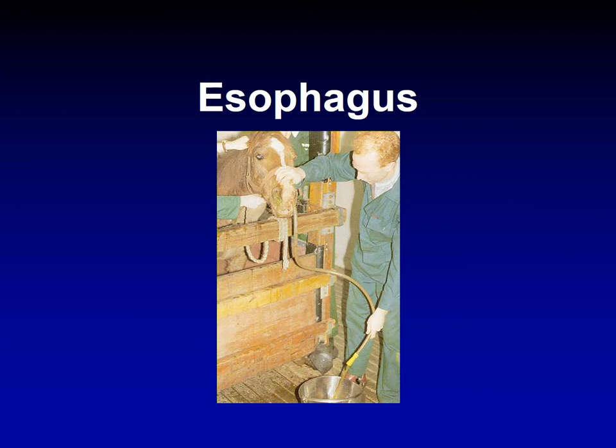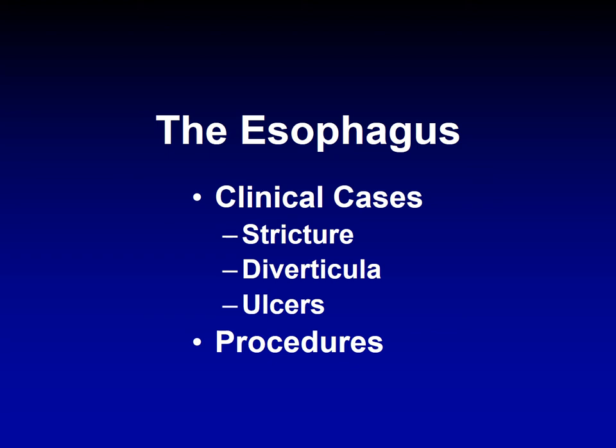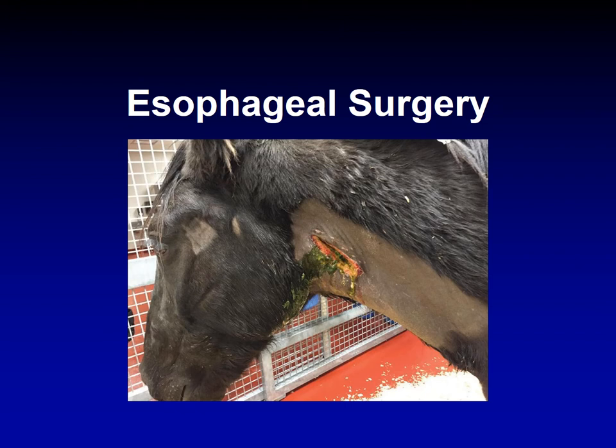Some of the clinical cases that affect the esophagus are stricture formation, which is a decrease in the lumen, diverticula, an increase in the lumen, ulcers, and also we're going to be talking about a number of procedures. The most important thing is that the deep cervical fascia communicates with the trachea and with the carotid sheath, meaning that if there's a problem with the esophagus, for example, the infection may go to the trachea or to the carotid sheath.